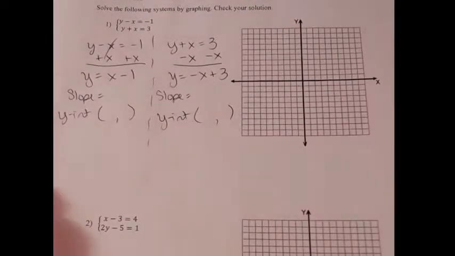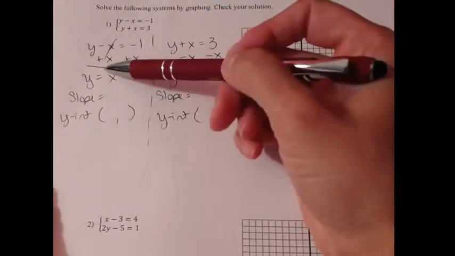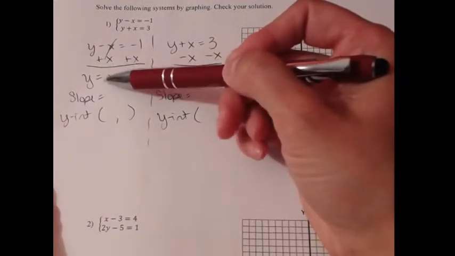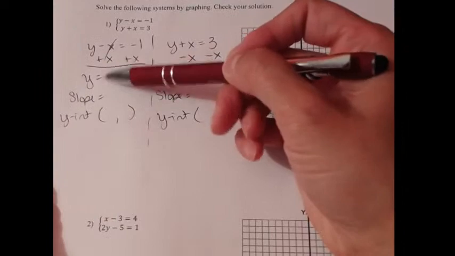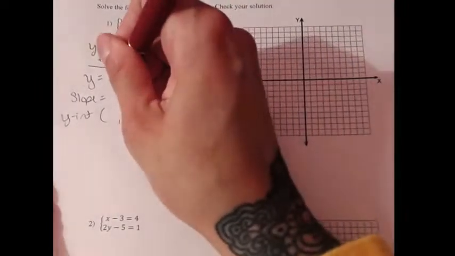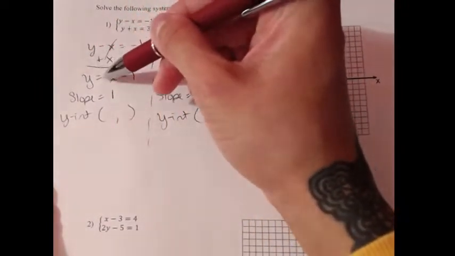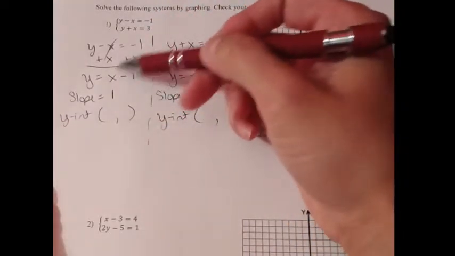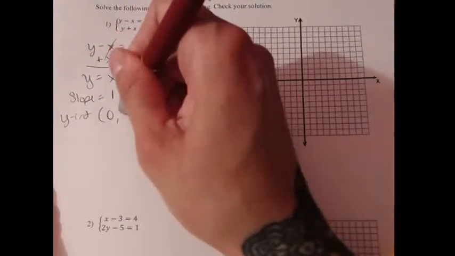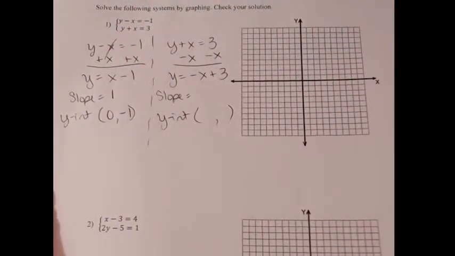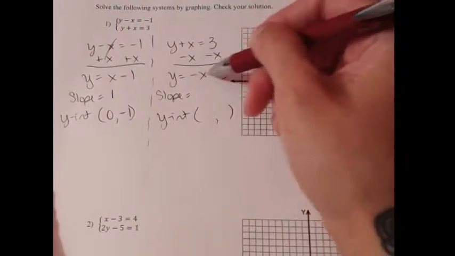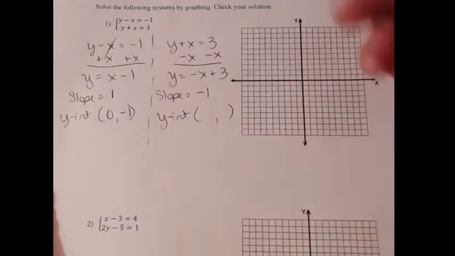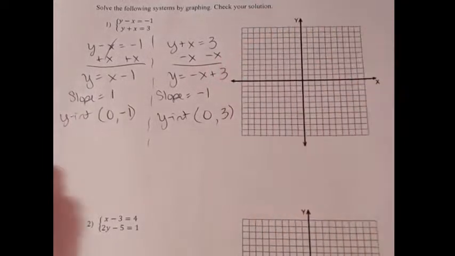Excellent work, Noelia. So for the first equation, Noelia recognizes that the coefficient of our x term is 1. If you don't see a value here, you know that it's a 1. So that means my slope, or the m, in y equals mx plus b, is a positive 1. My y-intercept is our b term, so that's going to be 0, negative 1. Noelia went on to say that for our second equation, our slope is a negative 1, and the y-intercept is 0, 3.